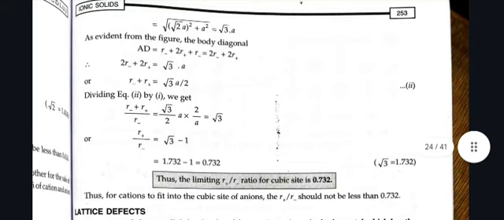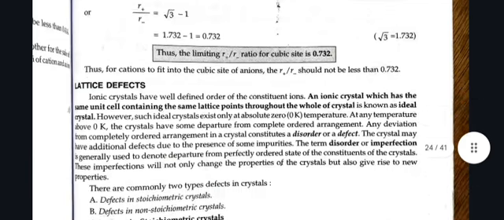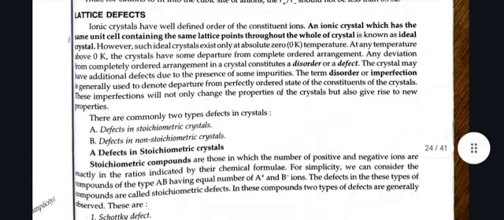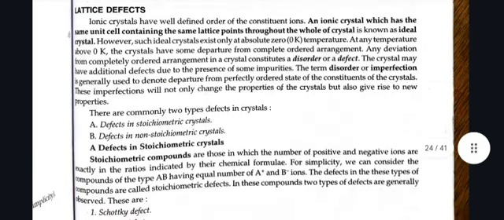Lattice defects. That comes as the next topic. Ionic crystals have well-defined order of the constituent ions. An ionic crystal which has the same unit cell containing the same lattice point throughout the whole of the crystal is known as an ideal crystal. However, such an ideal crystal exists only at absolute zero Kelvin temperature. At any temperature above 0 Kelvin, the crystal has some departure from complete ordered arrangement. Any deviation from completely ordered arrangement in a crystal lattice constitutes a disorder or a defect.